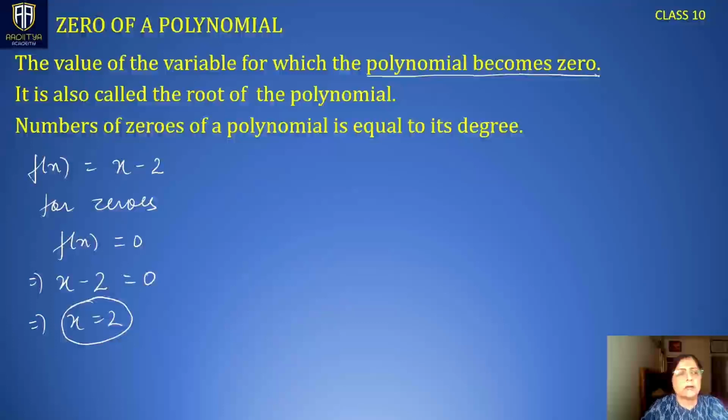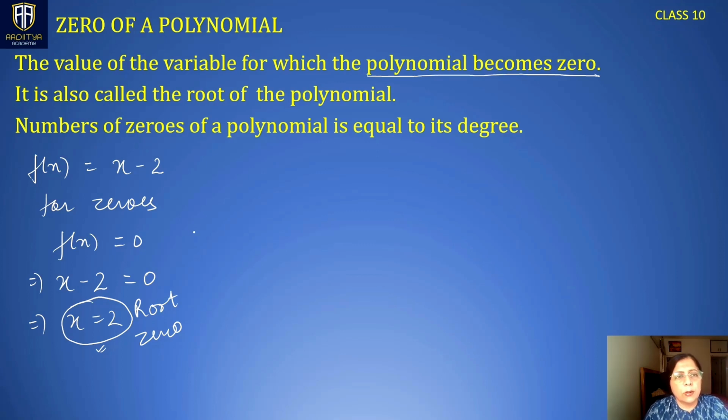So this is the value of the variable for which this polynomial f(x) is equal to x minus 2 will become 0. And the value becomes x is equal to 2, which is called the root of the polynomial or the zero of the polynomial. Right?